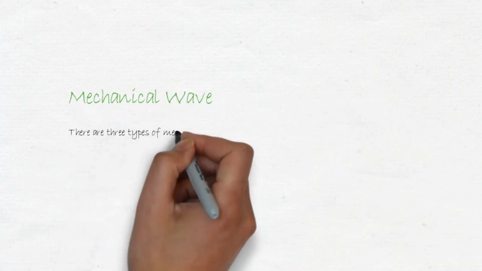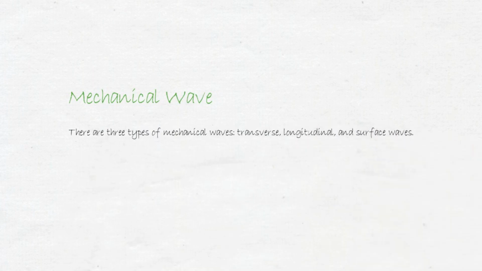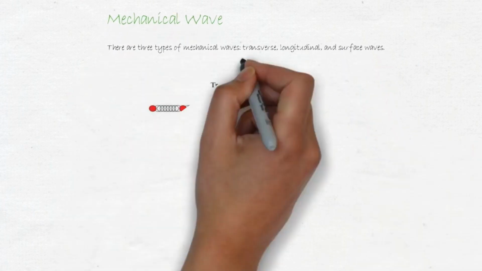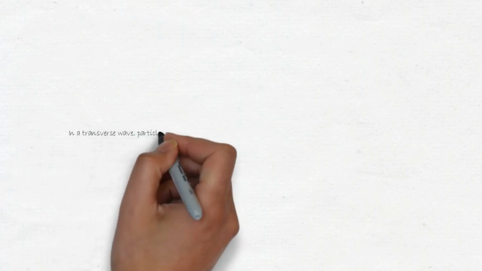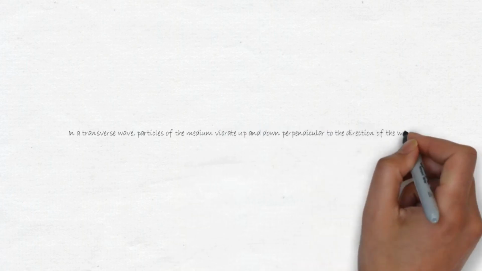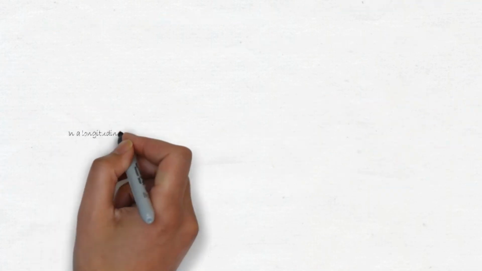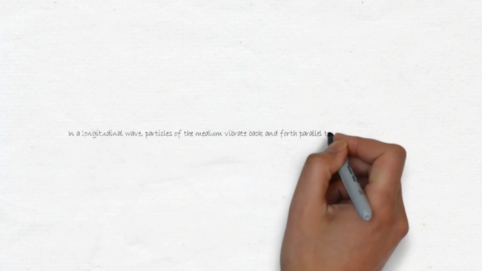There are 3 types of mechanical wave. The first is transverse wave, longitudinal wave, and surface wave. And we can look at the difference of the waves. The first is transverse wave. In a transverse wave, particles of the medium vibrate up and down, perpendicular to the direction of the wave. So move to the second, the longitudinal wave. In a longitudinal wave, particles of the medium vibrate back and forth, parallel to the direction of the wave.